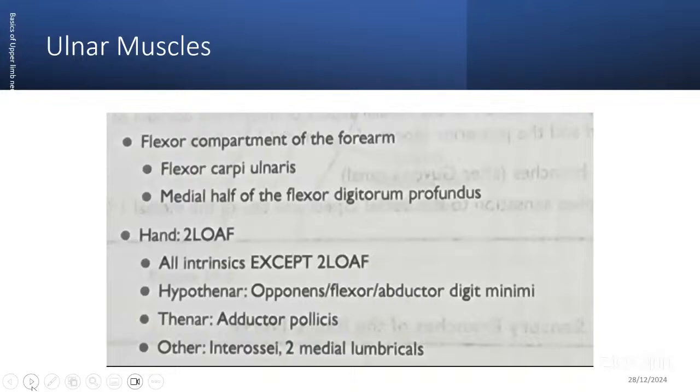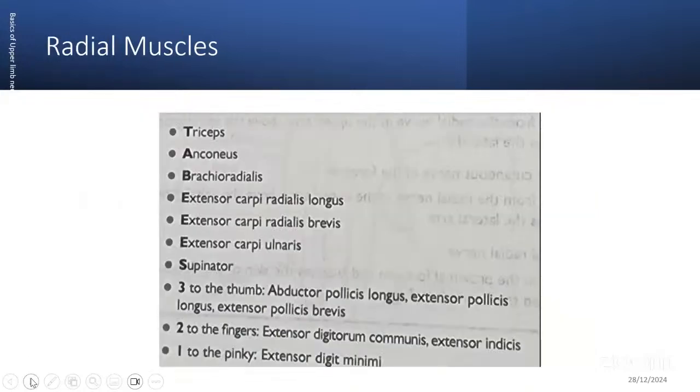So ulnar muscles: flexor carpi ulnaris and medial half of the flexor digitorum profundus. All the intrinsic muscles except the two LOAF muscles, and hypothenar, all supplied by ulnar: adductor pollicis, interossei and medial lumbricals. So you have to remember all these muscles which we are going to examine. The radial muscles are triceps, anconeus, brachioradialis, extensor carpi radialis longus, brevis, ulnaris, supinator. And there are three muscles going to thumb: abductor pollicis longus, extensor pollicis longus, extensor pollicis brevis.